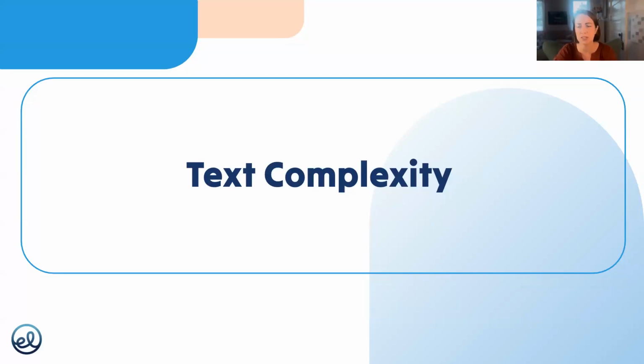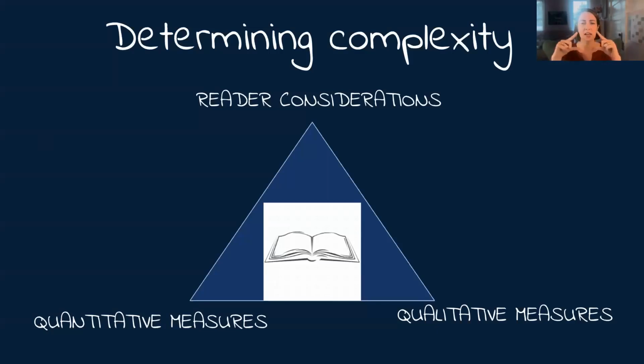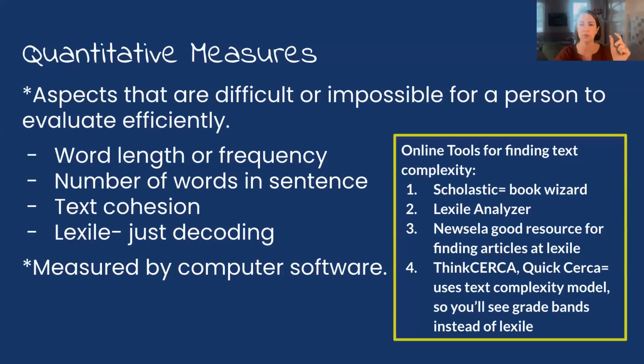It's coming from ChatGPT. Text complexity is like a triangle. It is a 3-point system. So there are 3 components. The first one is reader considerations, and then there's quantitative and qualitative measures. You can think about it also like a 3-legged stool. You have to have all 3 to have a good text at the right level for students. So let's walk through each one of these.